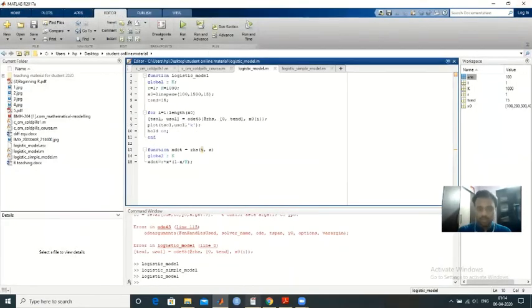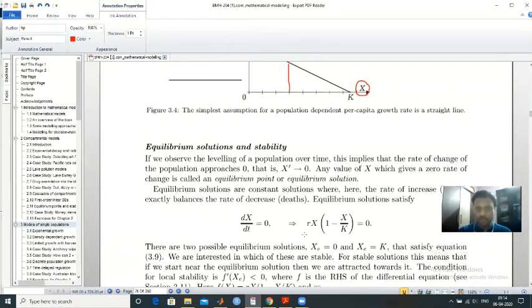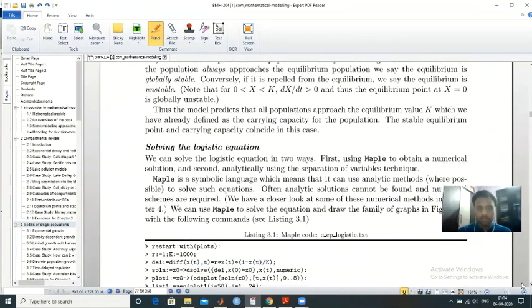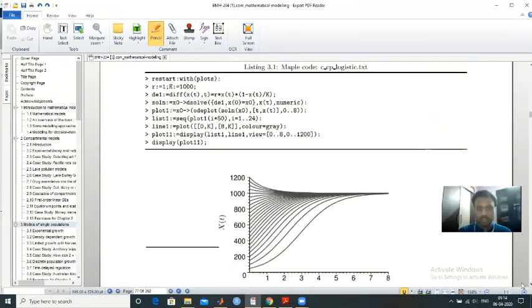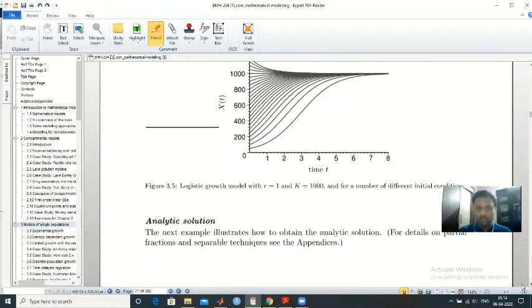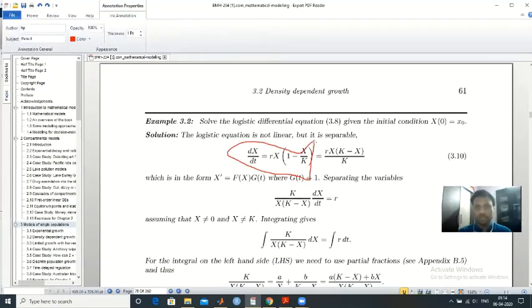Now we continue with the analytical solution for this type of differential equation. For the logistic equation, what will be the analytical solution? I have already shown you this figure. What will be the analytical solution of this differential equation? I think it is not difficult to solve. Actually, this is a nonlinear differential equation, but by the way, it is a separable equation, right? Otherwise, it is not easy to solve.